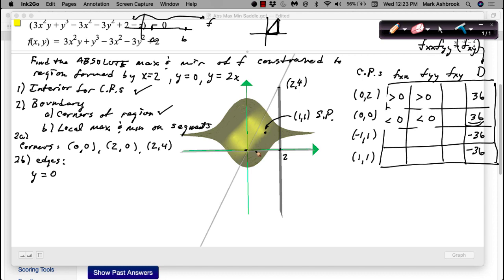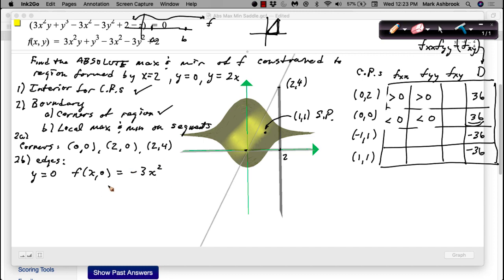If I'm talking about this function, I know that y equals 0, so I can plug in y equals 0. So I can do f(x, 0) and get a function of x. So it's going to be 0, 0, minus 3x squared, I think it is. Everything else cancels out. Is that right? Because y is 0. Okay.